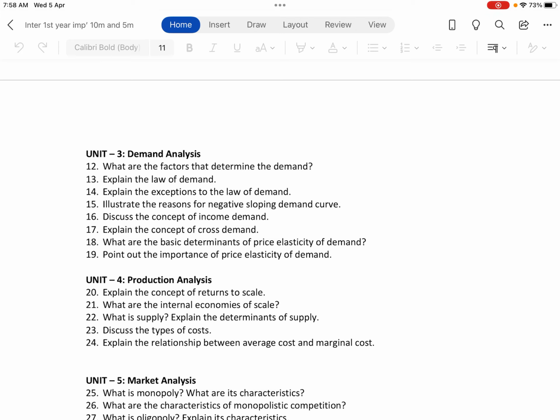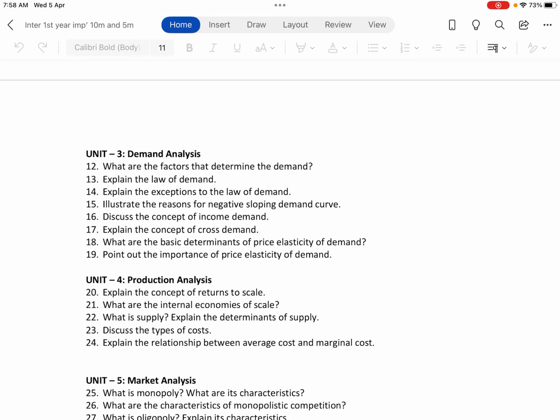Okay. Then 16th question, discuss the concept of income demand, and 17th question, explain the concept of cross demand. So these 2 answers you have to explain along with the table and diagram. And 18th question, what are the basic determinants of price elasticity of demand? And 19th question, point out the importance of price elasticity of demand. So out of these questions you can expect 2 questions in the board exam.